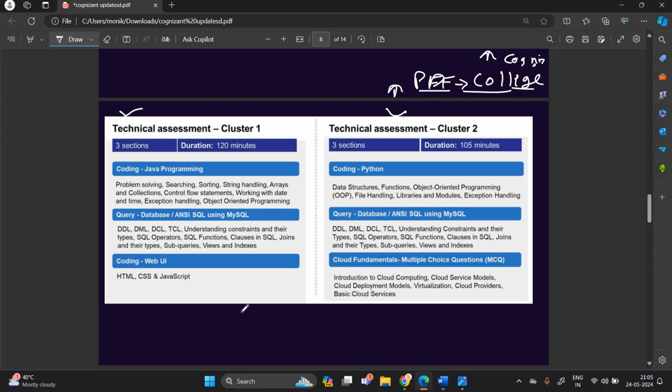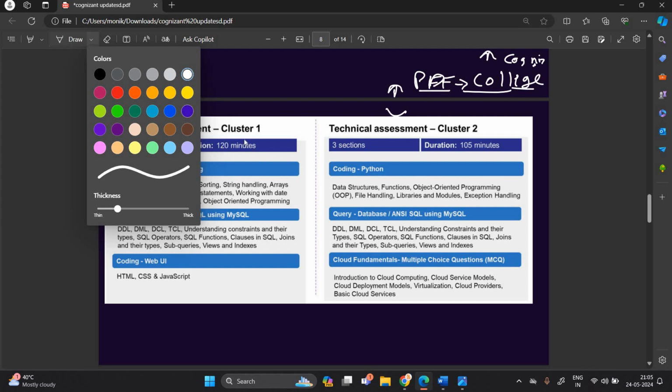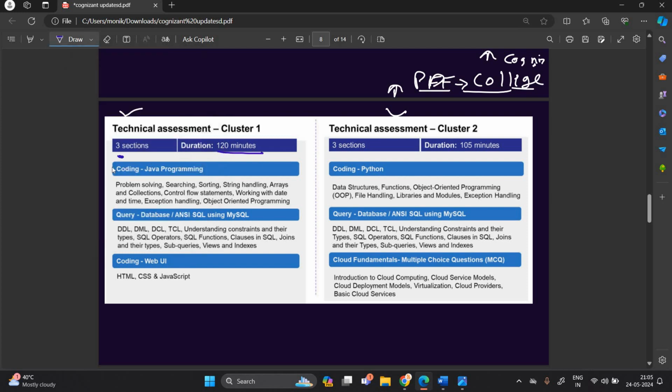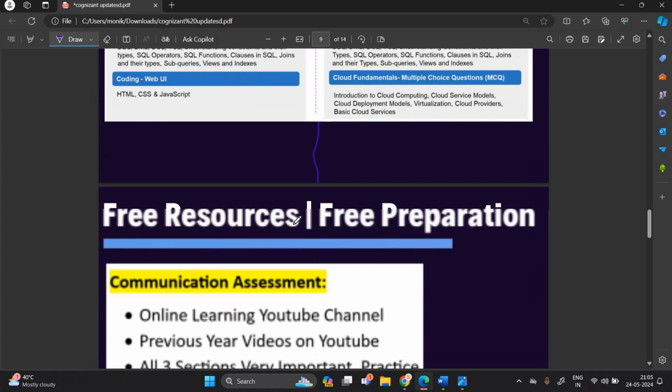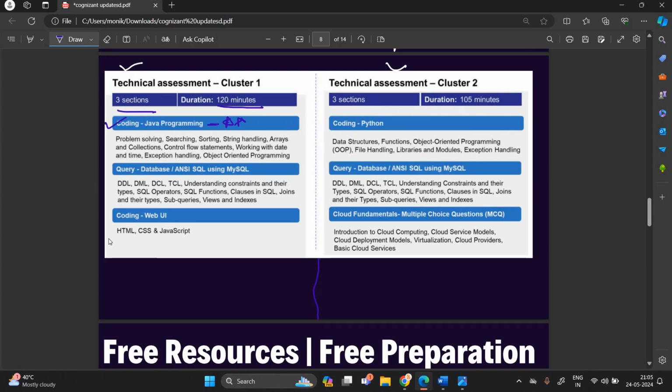So basically in the technical assessment, cluster 1 has 3 sections and the duration is 120 minutes. Just see this, guys. Coding is related to Java programming, they mention. So we can expect the first section to be related to coding, because 120 minutes means it is a 2 hour test. In technical assessment cluster 2 there are 105 minutes.